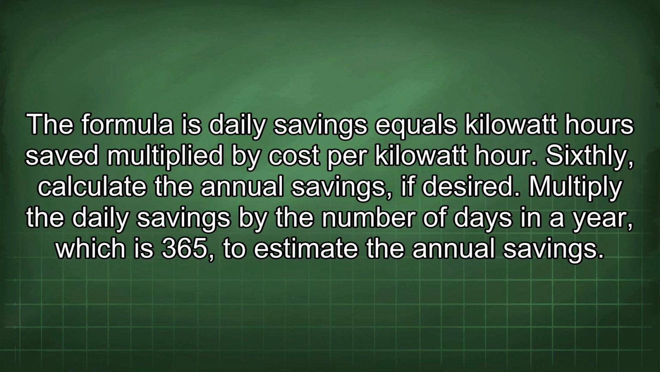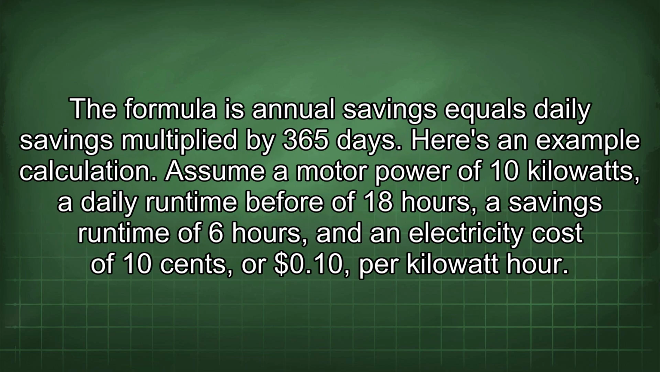Sixthly, calculate the annual savings if desired. Multiply the daily savings by the number of days in a year, which is 365, to estimate the annual savings. The formula is annual savings equals daily savings multiplied by 365 days. Here's an example calculation. Assume a motor power of 10 kilowatts, a daily runtime before of 18 hours, a savings runtime of 6 hours, and an electricity cost of 10 cents per kilowatt-hour.